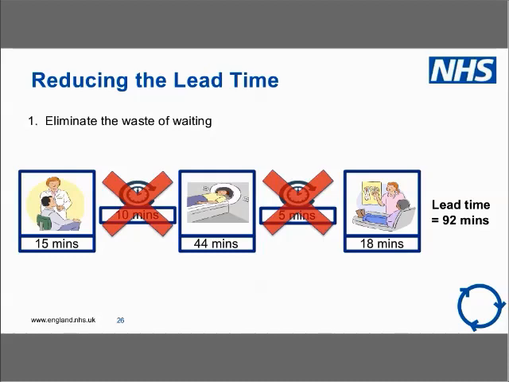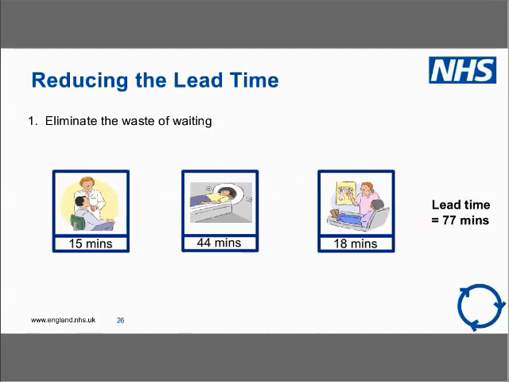And if we strip out that wait, we're going to reduce our lead time from 92 to 77 in this hypothetical example. But already, without having to look at any real detail or any really detailed processes, we are stripping out time, and we know that we can strip those waits out, and that really, really helps. So the first step to reducing your lead time is to look at the waiting between cycle times.